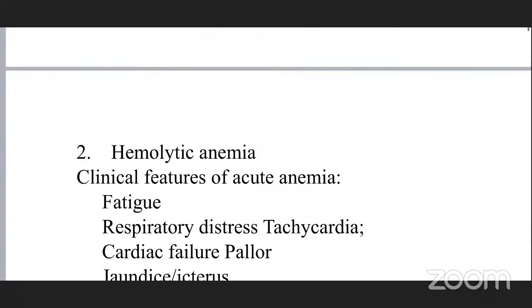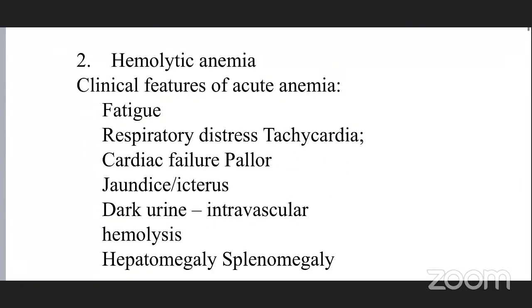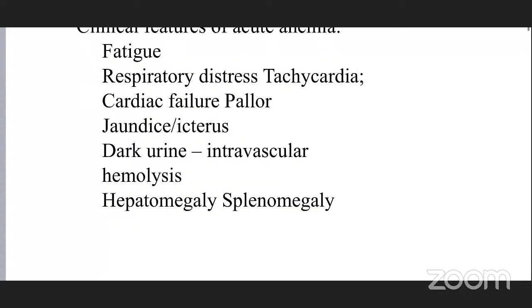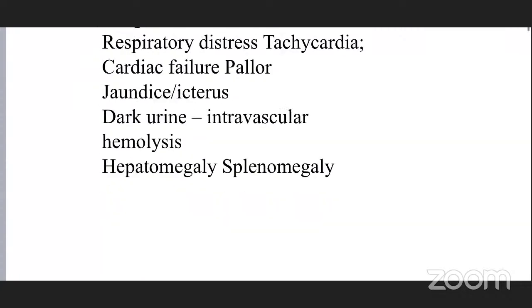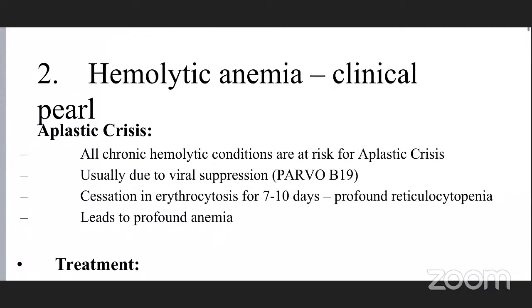Then we will talk about the clinical features of hemolytic anemia, which the patient can present with: fatigue, respiratory distress, tachycardia, sometimes cardiac failure if it is advanced or severe hemolysis, and pallor, jaundice, dark urine if intravascular hemolysis, and hepatosplenomegaly. This is the general clinical appearance.